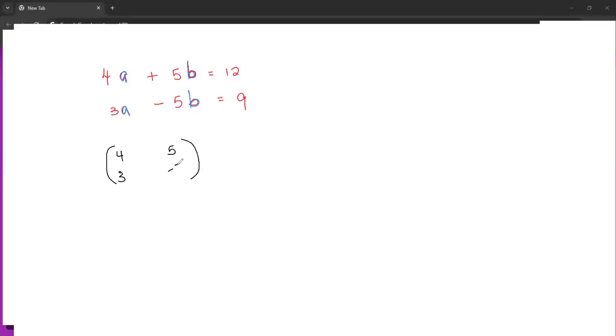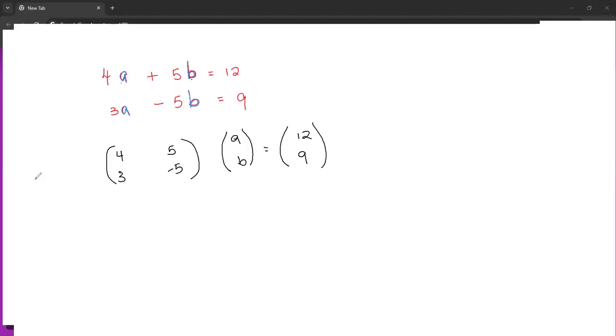Then you're going to take out the variables, which are the letters, and put them in the order that they are. So a was first, so you put that on top. b was second, so you put that below. And then you write your solutions in the form of a matrix.